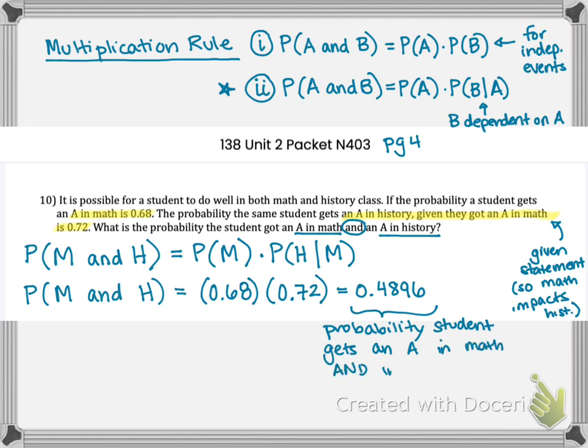and in history. So in this case, the multiplication rule is actually being used to find the probability of one event and the other. Remember that addition was used for one event or the other. Okay, catch me in the next video for the next problem on page 4.